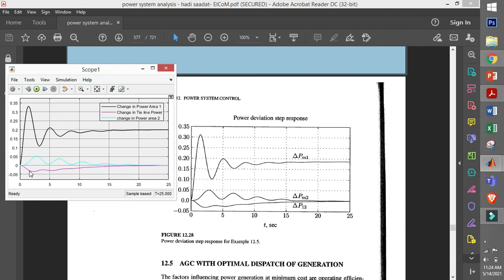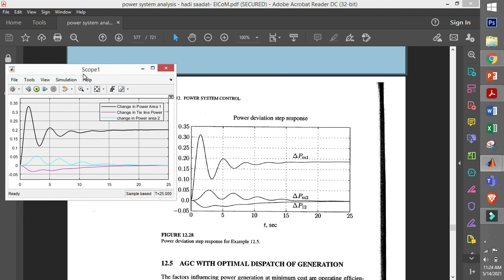So for some time the power in the tie line is there, but after some time the tie line power also goes to 0, because the tie line carries power from area 2 to area 1. If the change in power of area 2 goes to 0, the tie line power will also go to 0.